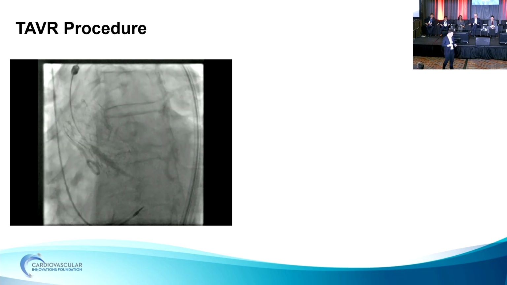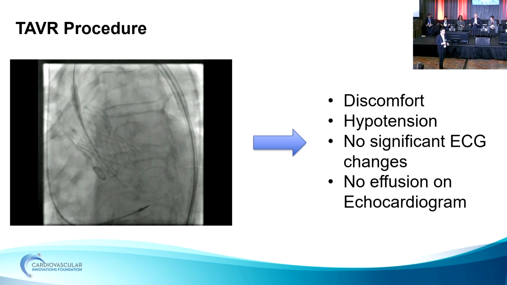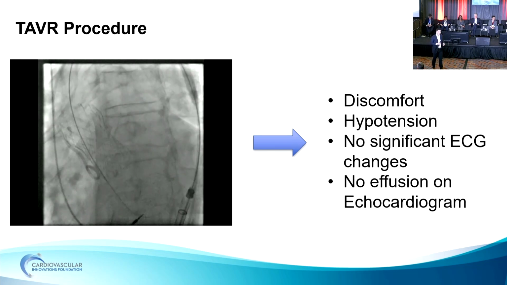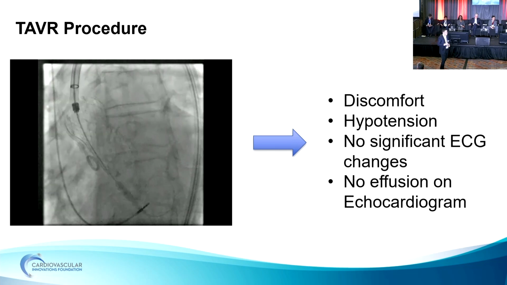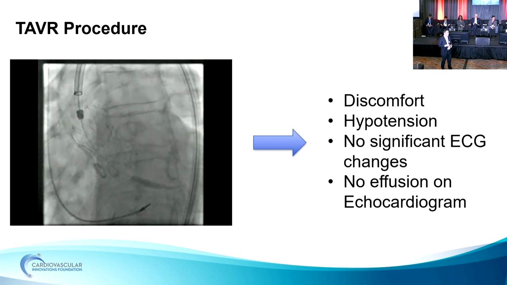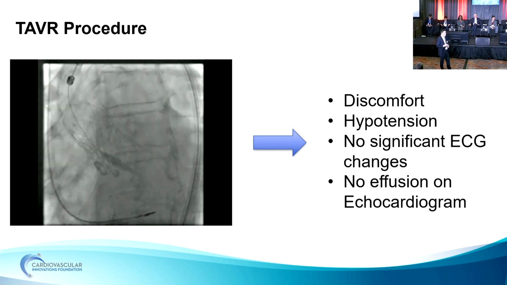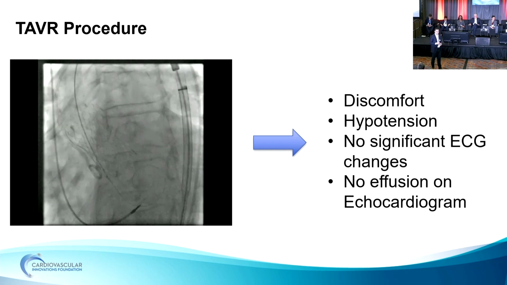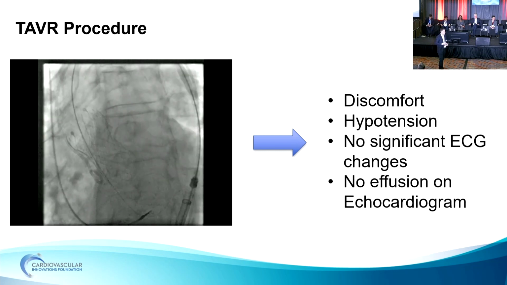So at that point, the patient starts complaining about discomfort. He's hypotensive, 80/50, persistent. There are no significant EKG changes. And all he's saying is, something doesn't feel right. I feel a little off. He can't specify what is happening. He's not giving us any other clues. He just doesn't feel right.